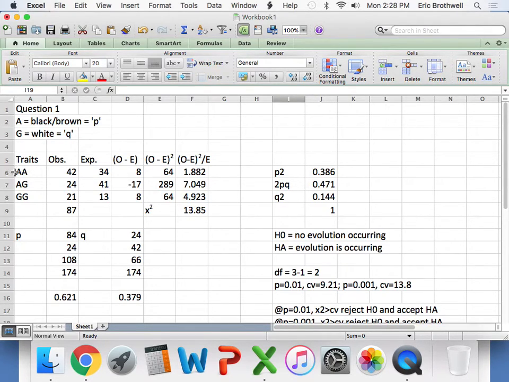So for the homozygous dominant, you have to take the number of observations and multiply it by 2. Homozygous recessive, take the number of observations, multiply it by 2. For the heterozygote, you add up that number into both the P and the Q, which you saw here. Hopefully I didn't confuse you too much.